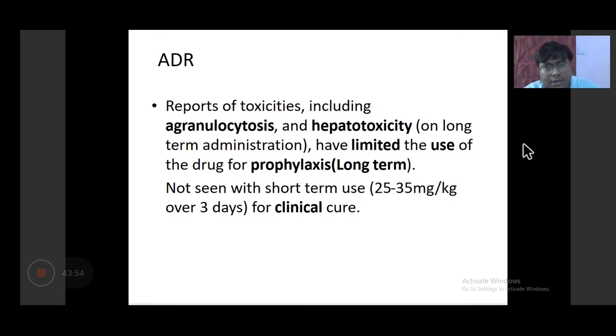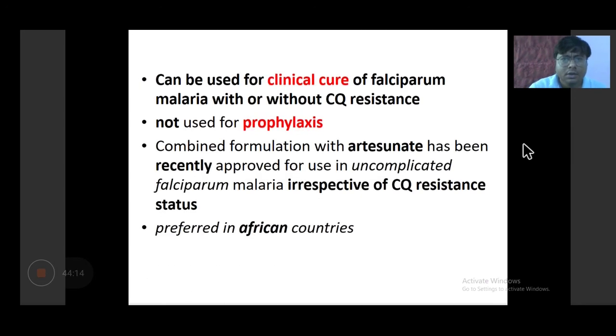There are some different ADRs with this drug, like agranulocytosis and hepatotoxicity. So we cannot use it for long-term prophylaxis or long-term treatment. Not seen with short-term use, so for clinical cure we can use the drug Atovaquone. So it is used in clinical cure of falciparum malaria without chloroquine resistance. So these are some options available for us if there is a resistance to chloroquine. It is not used for prophylaxis because chloroquine is also not used for prophylaxis. We use it only for clinical cure.